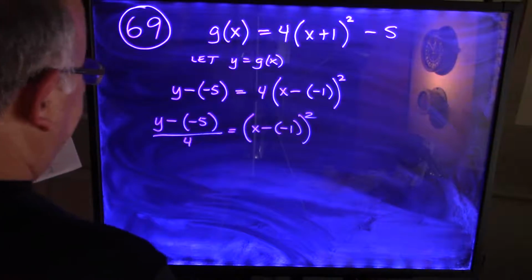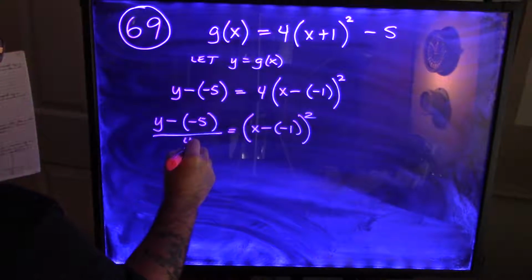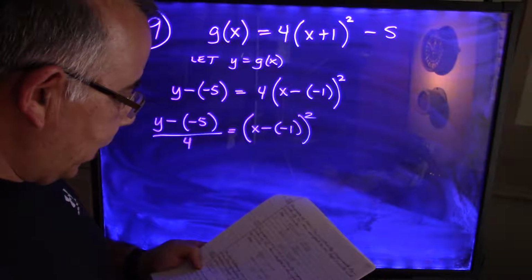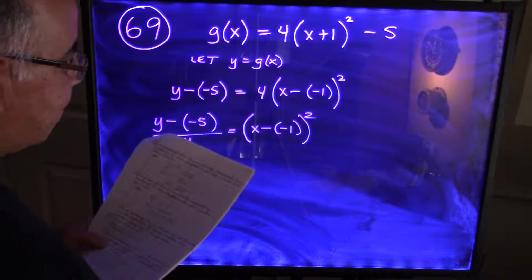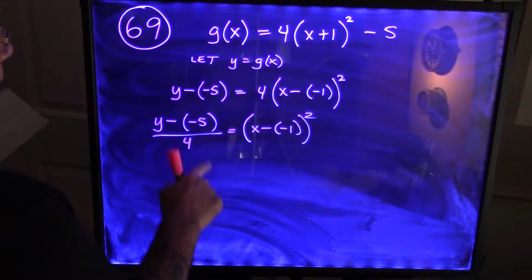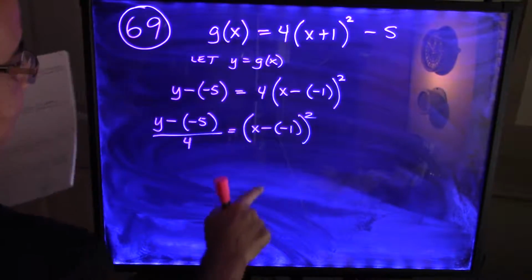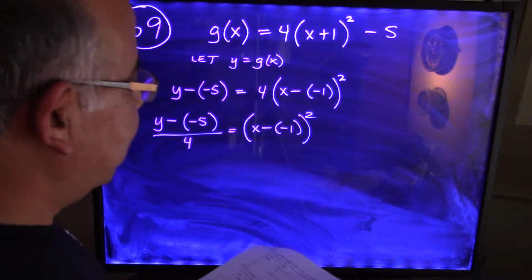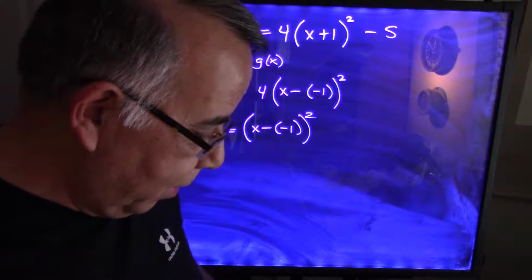All right. So this 4 down here under the y is causing a vertical stretch by a factor of 4. This negative 5 next to the y is causing it to shift down 5 units. And this negative 1 next to the x here is a shift to the left by 1 unit. All right.